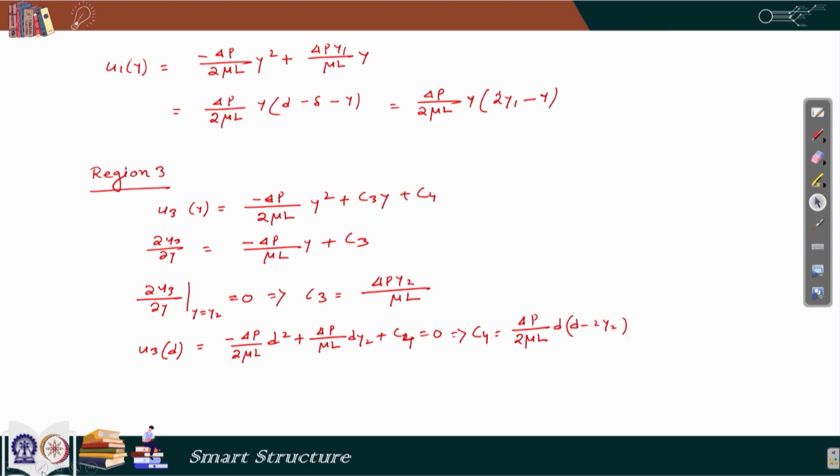So, before doing that, let us write down the final expression for u3 after applying all the constants, and the expression becomes minus ΔP by 2μL y² plus ΔP by μL y2 plus ΔP by 2μL d² minus 2d y2, and on simplifying the relation the expression comes as ΔP by 2μL multiplied by (d minus y) multiplied by (y minus δ).